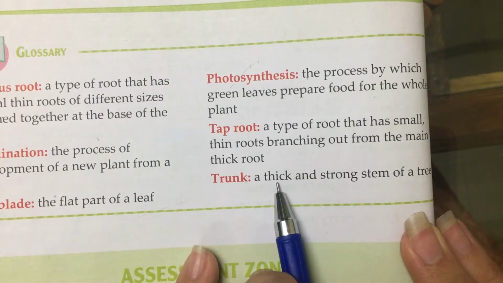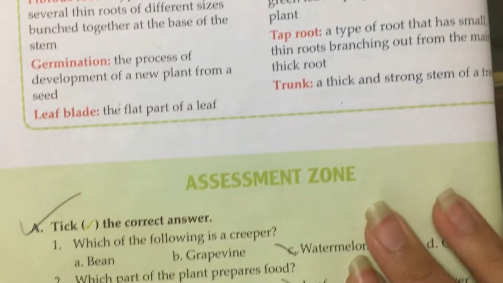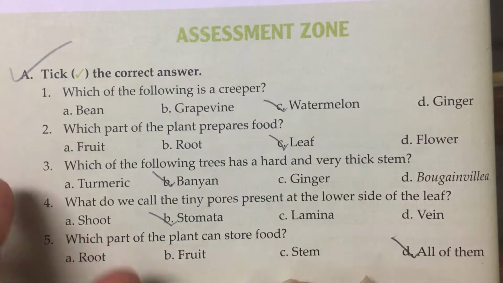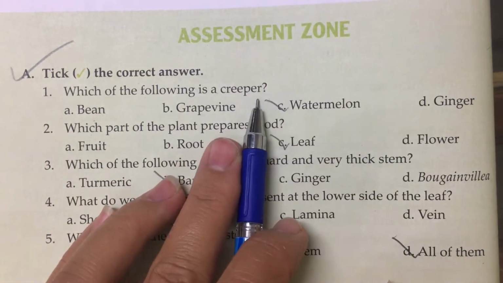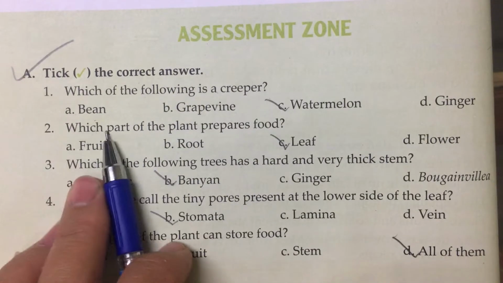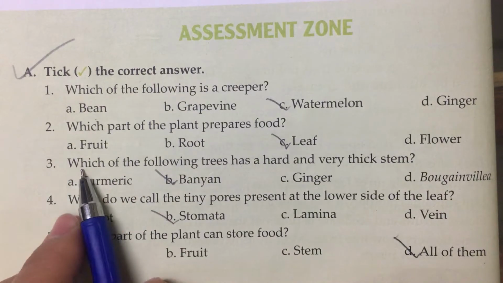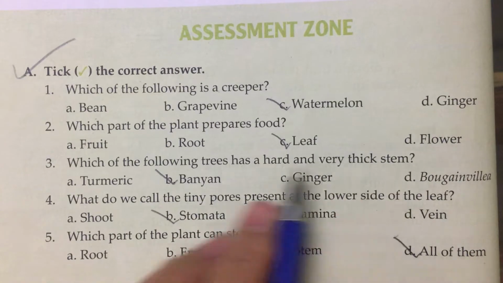Trunk, a thick and strong stem of a tree. Now, assessment zone. Tick the correct answer. Number 1. Which of the following is a creeper? Watermelon. Number 2. Which part of the plant prepares food? The leaf. Number 3. Which of the following trees has a hard and very thick stem?